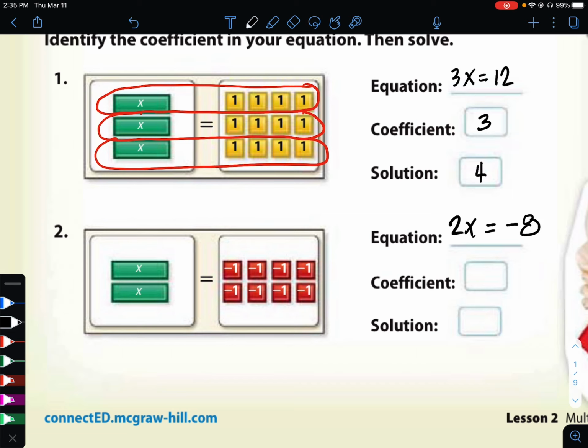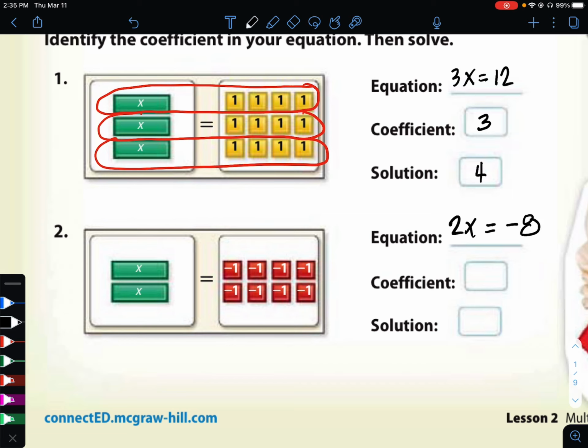Let's check it to see if our solution is correct. First, we substitute the value of x into our original equation. We know that x is equal to 5, so this now becomes 20 equals 4 times 5. We know that they're the same because 4 times 5 equals 20. So we've checked our solution. The solution is 5. Let's take a look at example number 2.